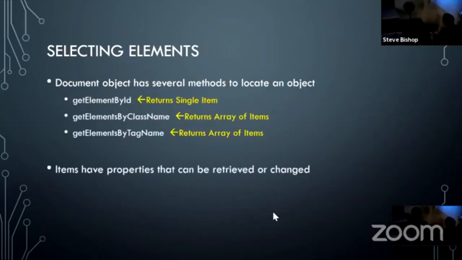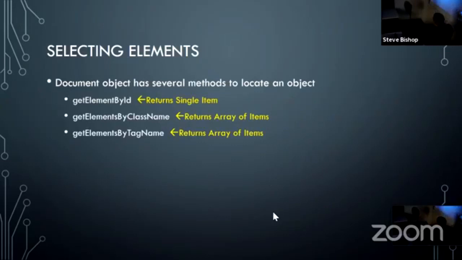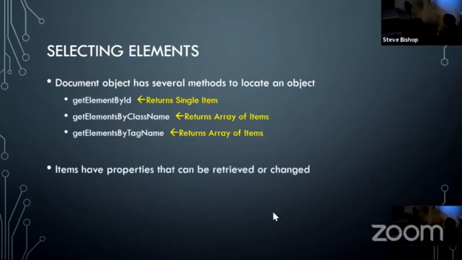So we're going to return these objects from the DOM, one or an array. We're going to get one item or we're going to get an array. If we're getting it by the ID, then we're only going to return a single item. But if we're going to get it by class name or tag name, then we're going to get a whole array of things. Items have properties that can be retrieved or changed. So on one of these items that gets returned, say a div or a paragraph or an H1 header, you can have the inner HTML, you can access the style, you can access the source for certain items like the script tag.